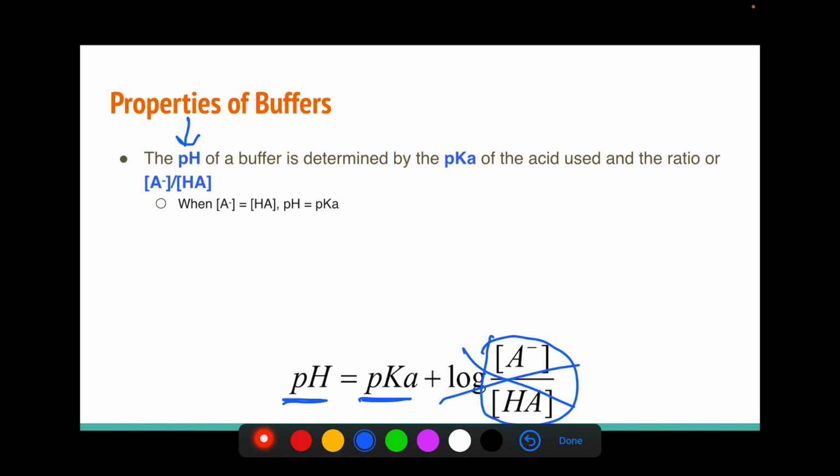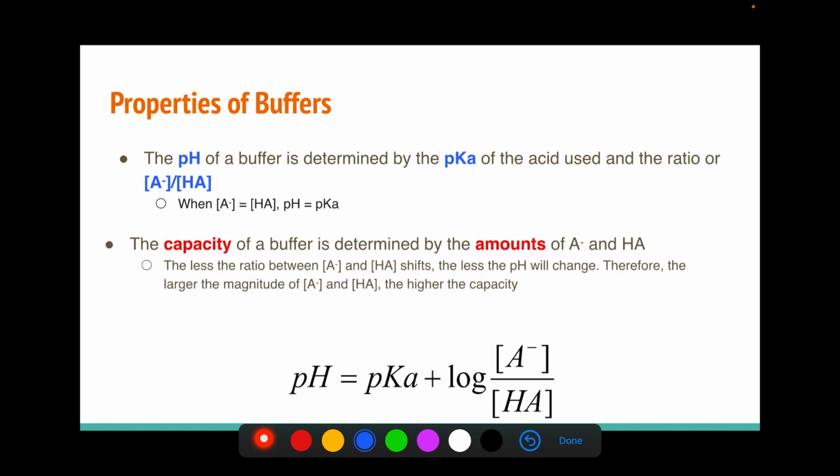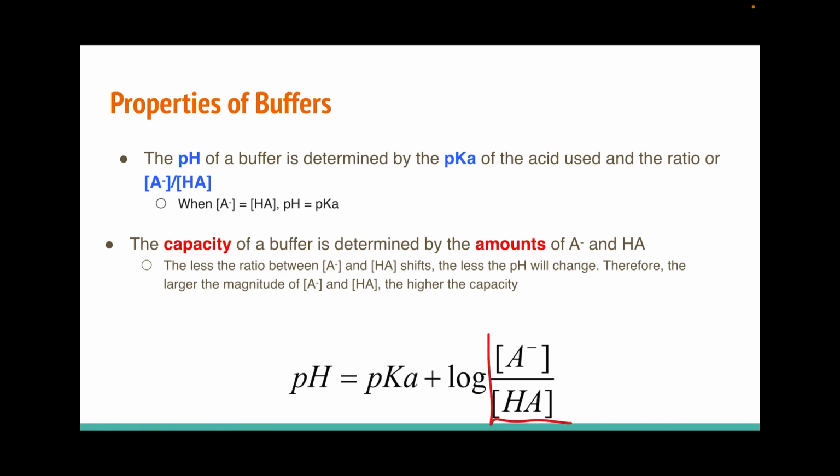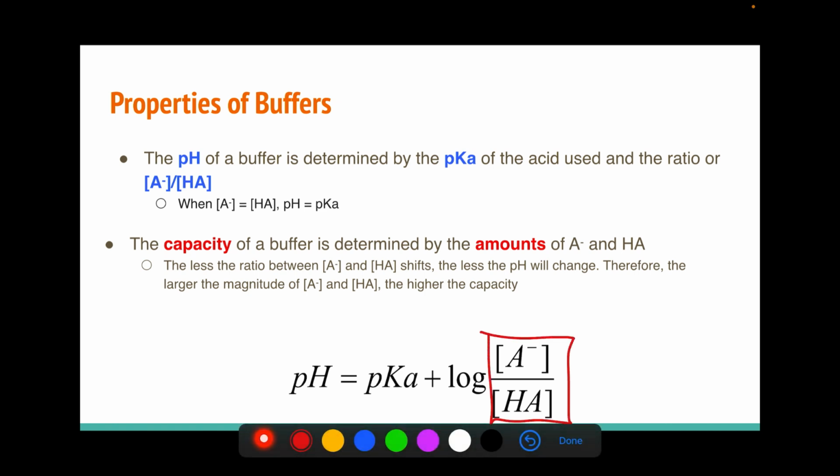So in other words, when the concentration of weak acid and its conjugate base are equal, the pH will equal the pKa. The other important property of buffers is the capacity. The capacity describes how much acid or base the buffer can handle before the pH changes significantly. The capacity is determined by the amount of A- and HA, by the magnitude of these values. Recall that the less that ratio shifts, the less the pH will change. Therefore, the larger the magnitude, the higher the capacity.